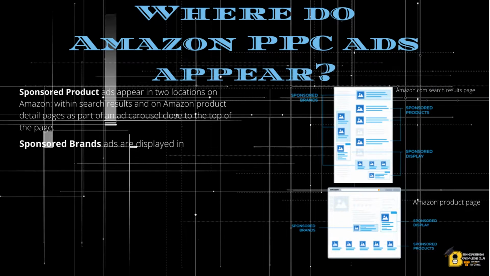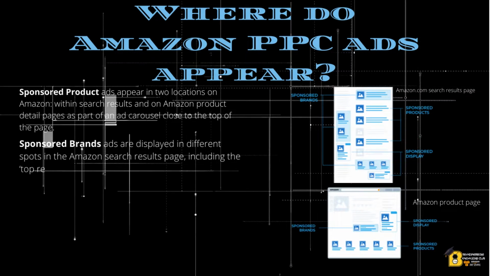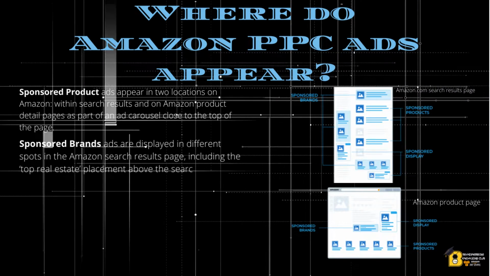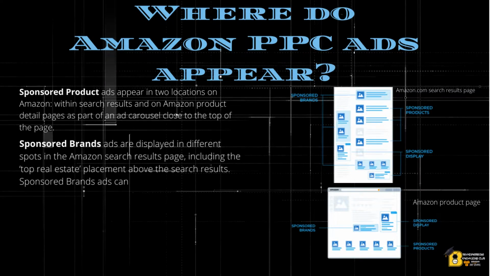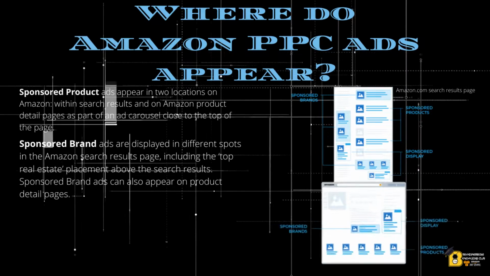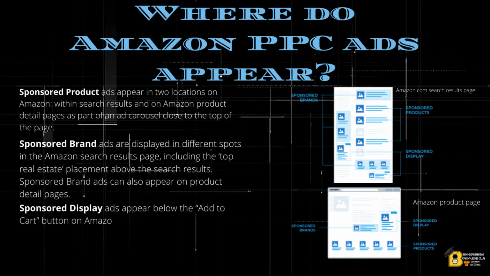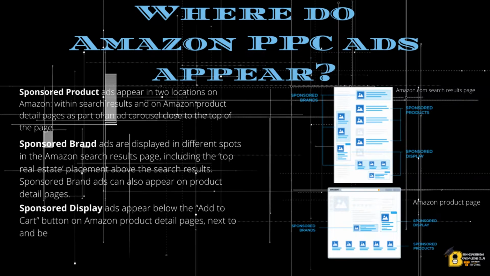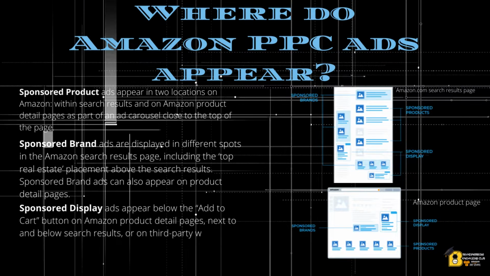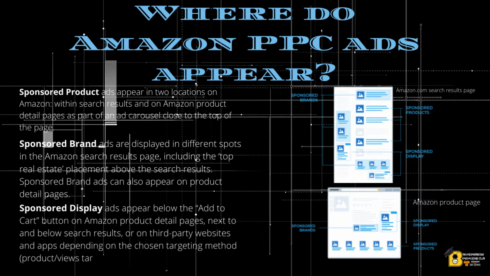Sponsored brand ads are displayed in different spots in the Amazon search results page, including the top real estate placement above the search results. Sponsored brands ads can also appear on product detail pages. Sponsored display ads appear below the Add to Cart button on Amazon product detail pages, next to and below search results, or on third-party websites and apps depending on the chosen targeting method.